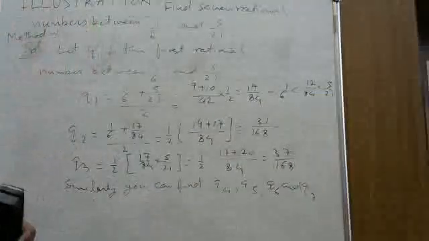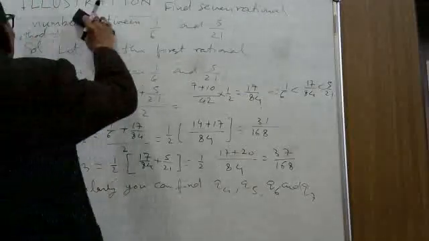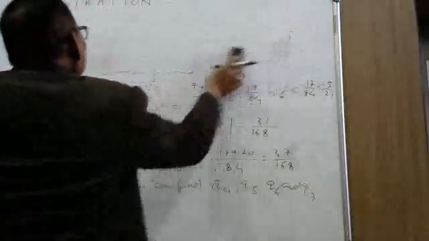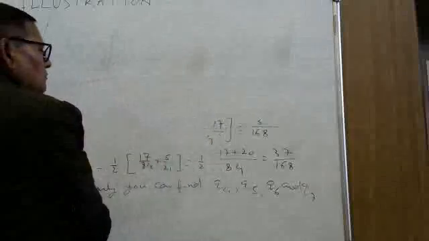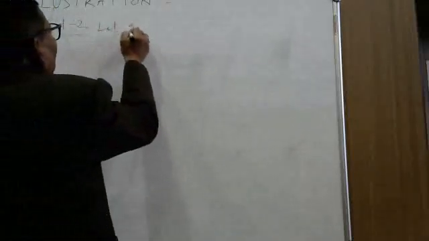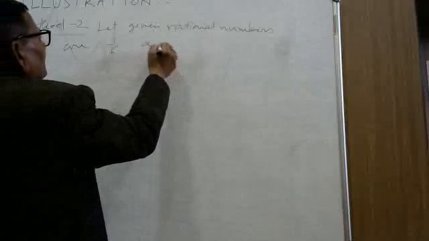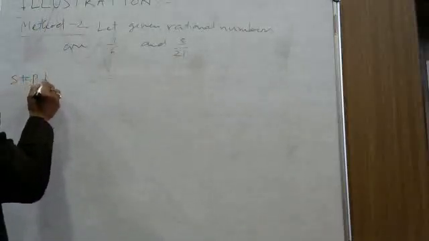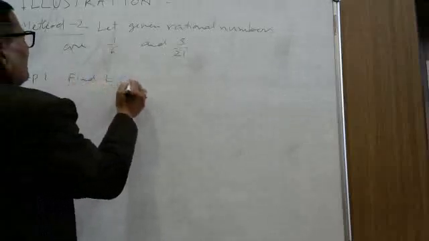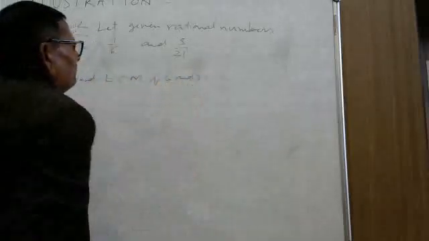Now second method. Now I am explaining the second method to insert 7 rational numbers between these two given rational numbers. Method 2. Let the given rational numbers be 1 by 6 and 5 by 21. In this method, step 1, find LCM of 6 and 21, that is 42.